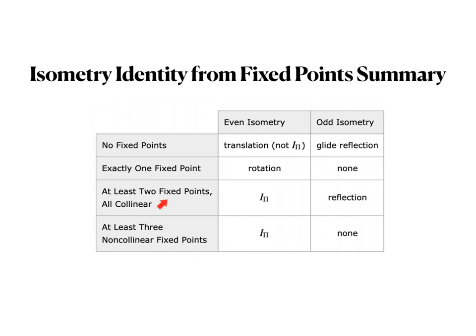If there are at least two fixed points that are all collinear, if it's an even isometry, my only choice is the identity mapping. If it's an odd isometry, it must be a reflection. Remember, the fixed points of a reflection are on the line of reflection. If there are at least three non-collinear fixed points, then if it's an even isometry, it's the identity mapping, and then it can never be an odd isometry. Now, while you did not need to memorize all those different cases I discussed earlier, this chart is very important and you should absolutely know that.